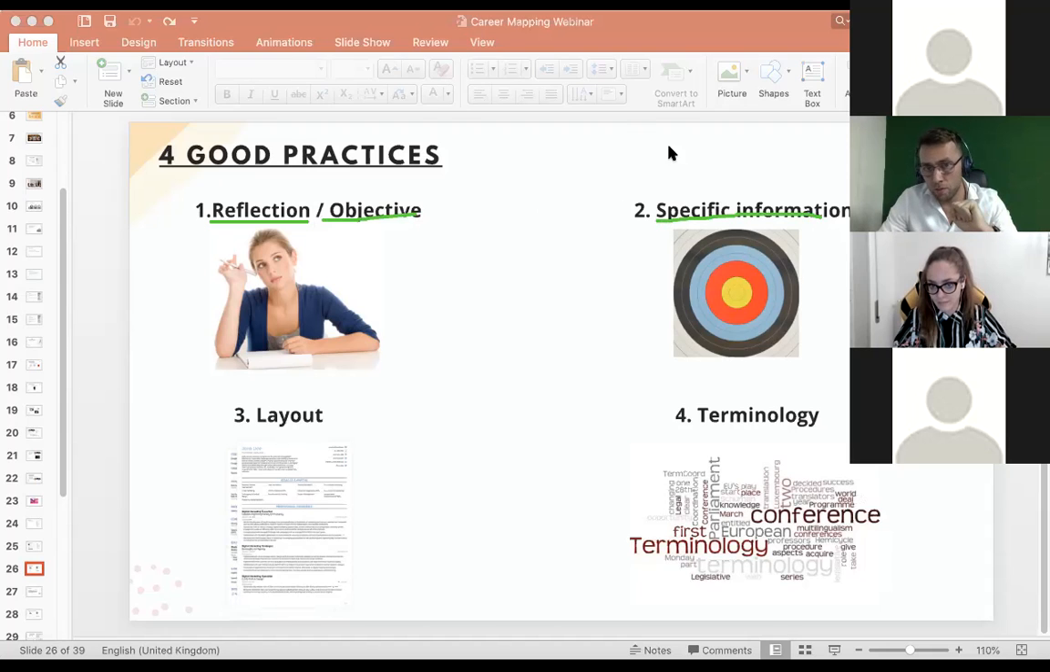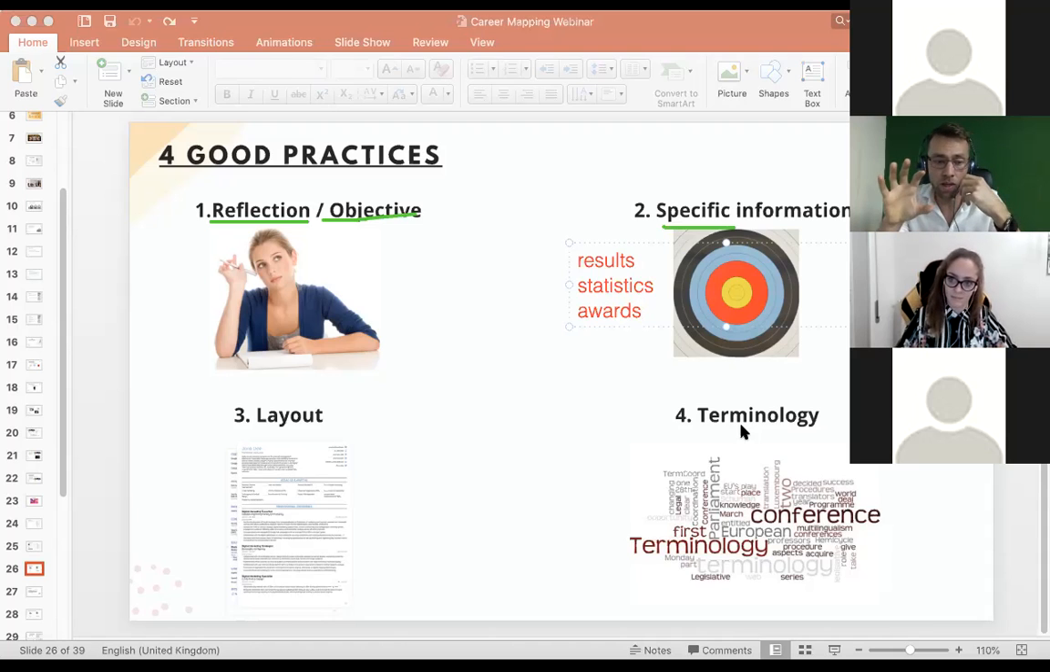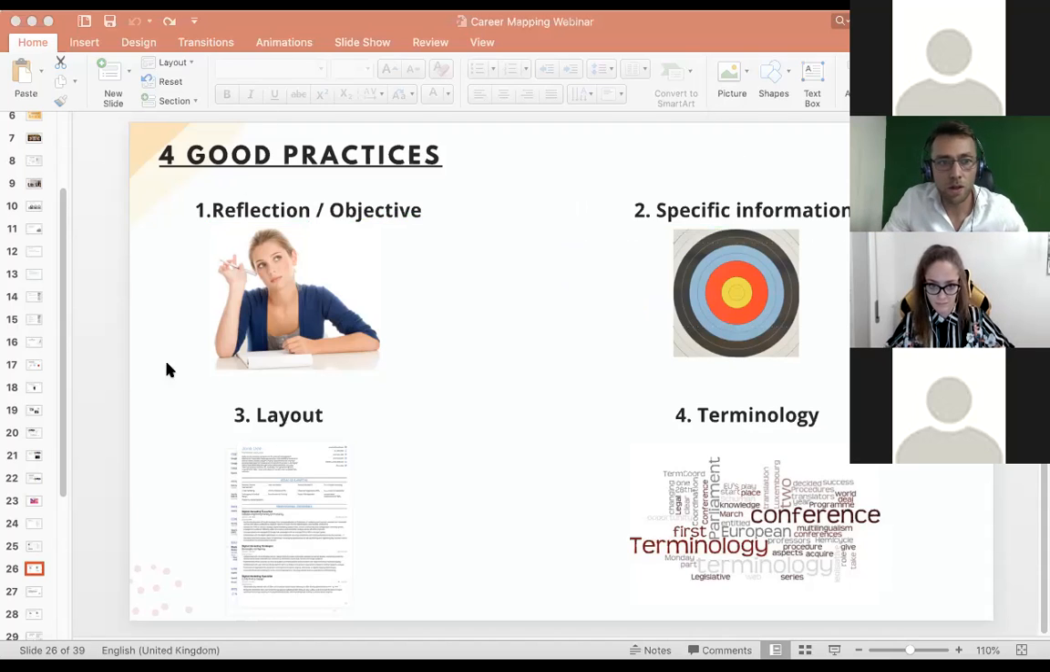Use specific information, so be detailed, don't be general. You want to talk about results. Specific results, statistics, use statistics, use awards, for example, results. These are all examples. Layout and structure, as we briefly discussed, and terminology. You need to use the buzzwords, the keywords, so that the interviewer understands that you know the content, you know the subject. Okay, so the terminology is very, very important. Okay.